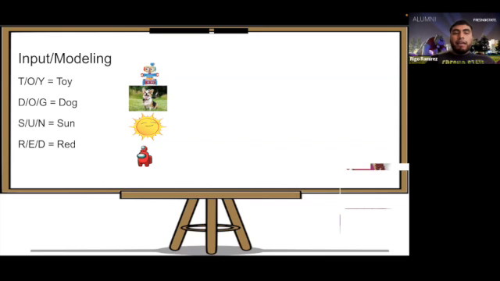Next up, we have letter D, letter O, and letter G. The sound that letter D makes is d, and then O, uh, and then G, g. If we join the sounds together, we get dog.